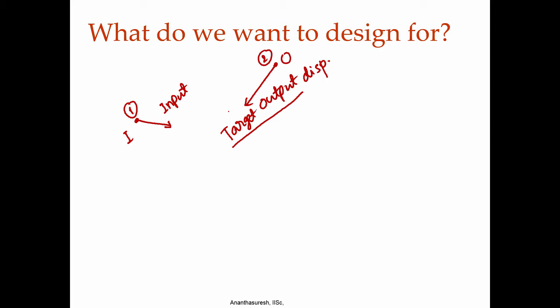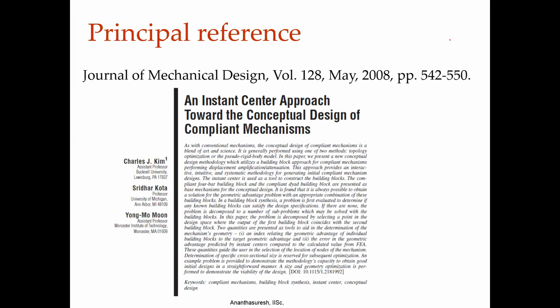We have 2 points, input 1 we know which direction it has to move, and output point which direction it has to move, it is our target or objective, and we try to design a compliant mechanism for that. That is what we design for. So, let us look at that method.